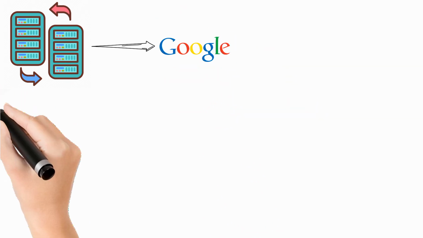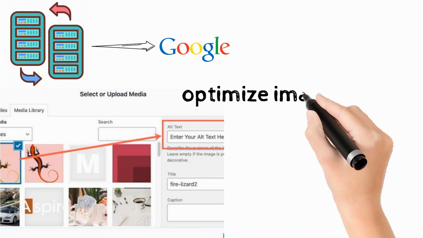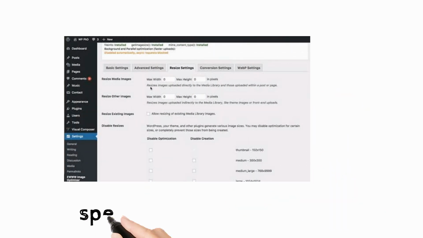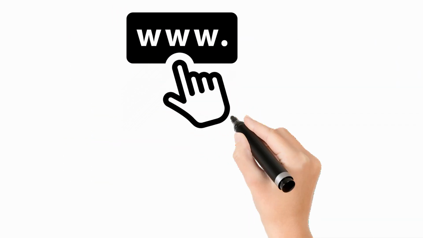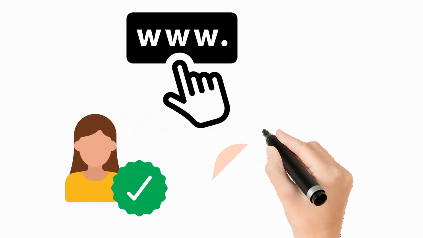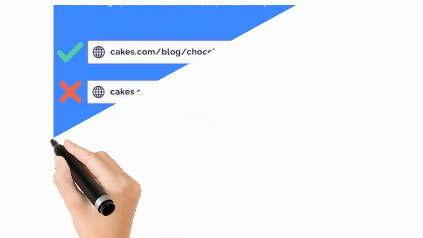Coming to image, if you click on image, all text will appear as alternative text. This is for optimizing images for SEO. It's very important to compress and optimize the size of images so that the speed of the website will be fast. Now the URL. URLs of a website must be user friendly for SEO and must be easier to remember, and they must contain keywords about the web page.